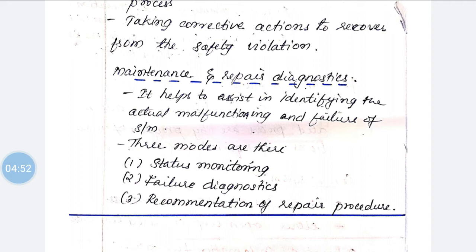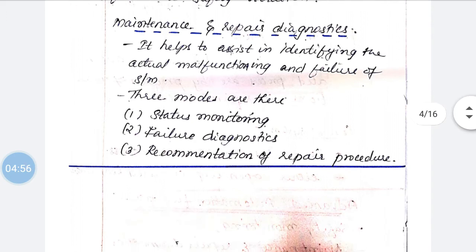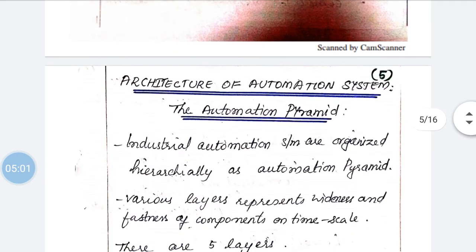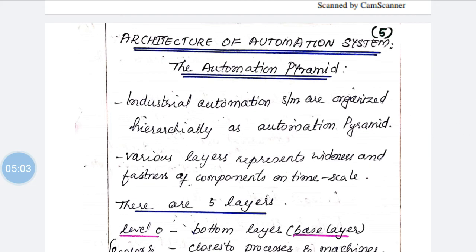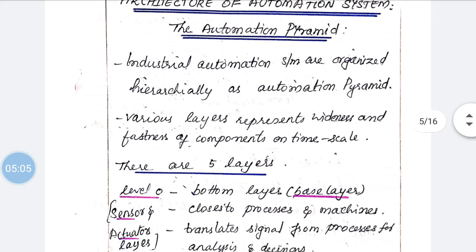And there are three modes: status monitoring, failure diagnostic, recommendation of repair procedure. Next is the architecture of the automation system, that is the automation pyramid.